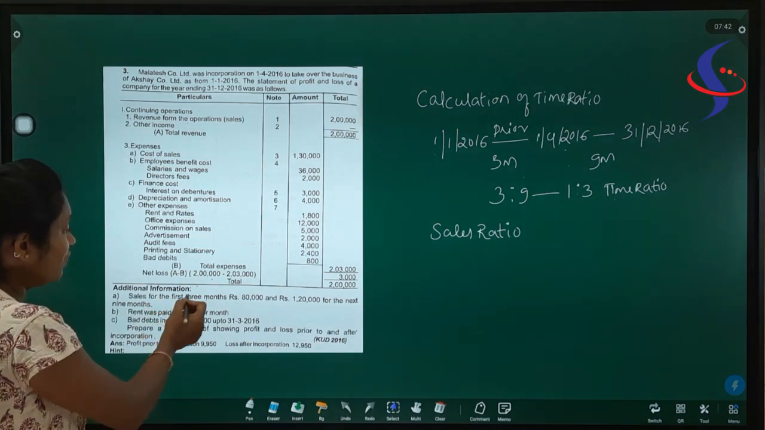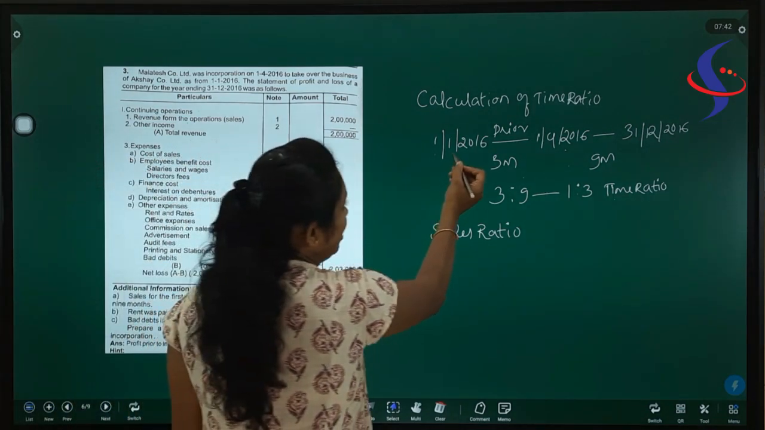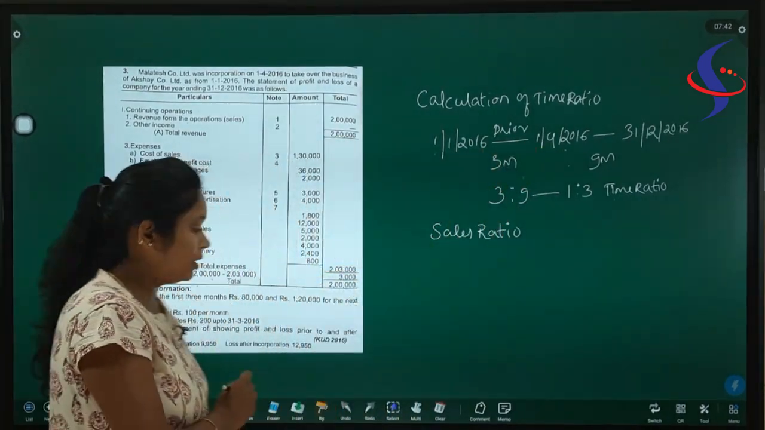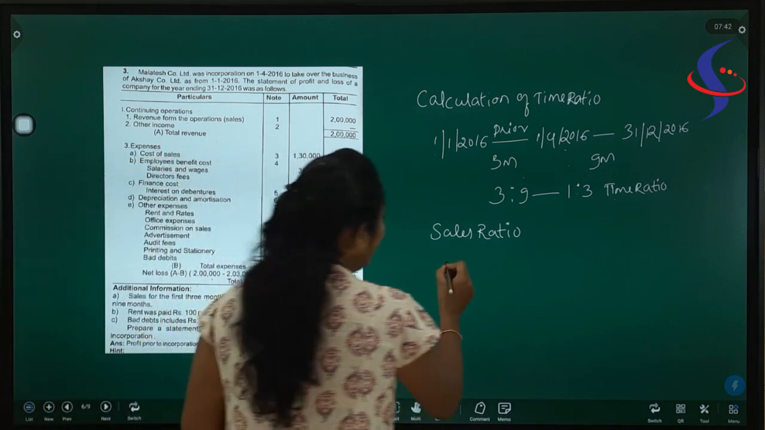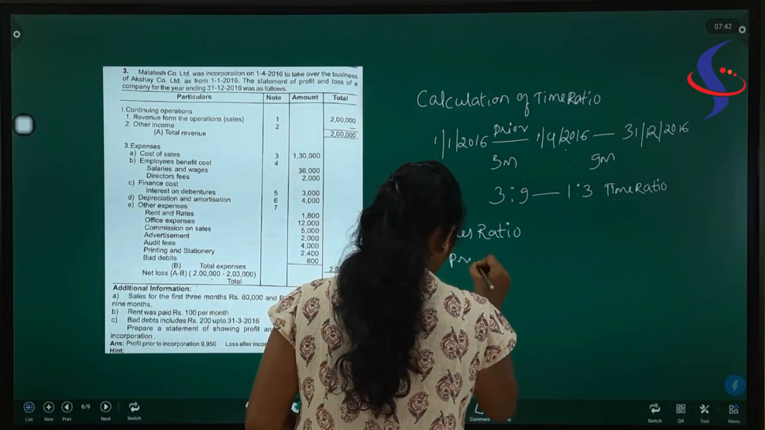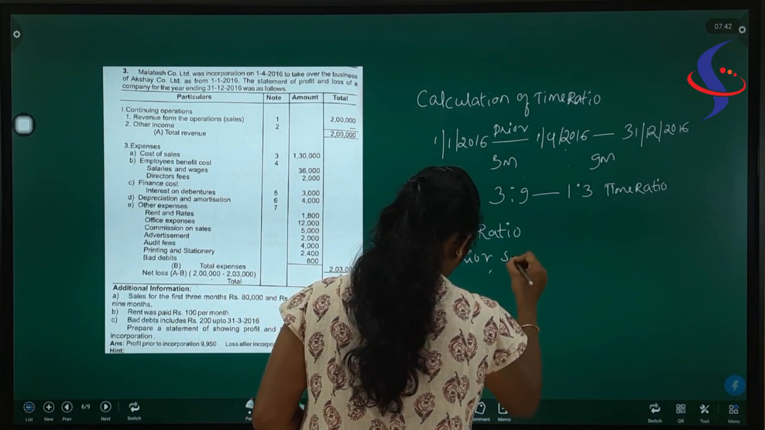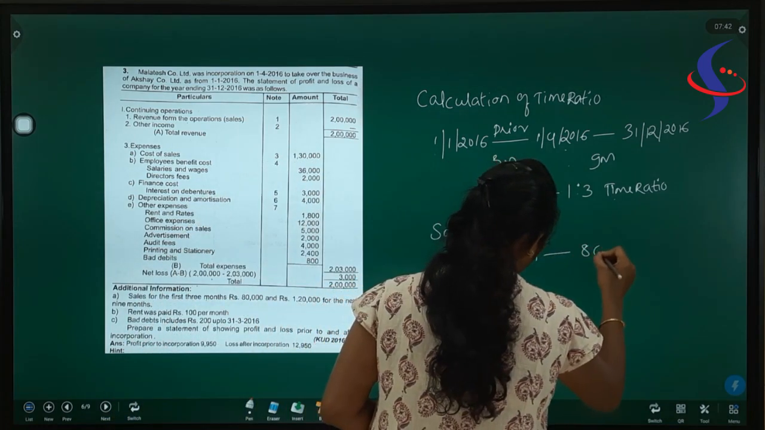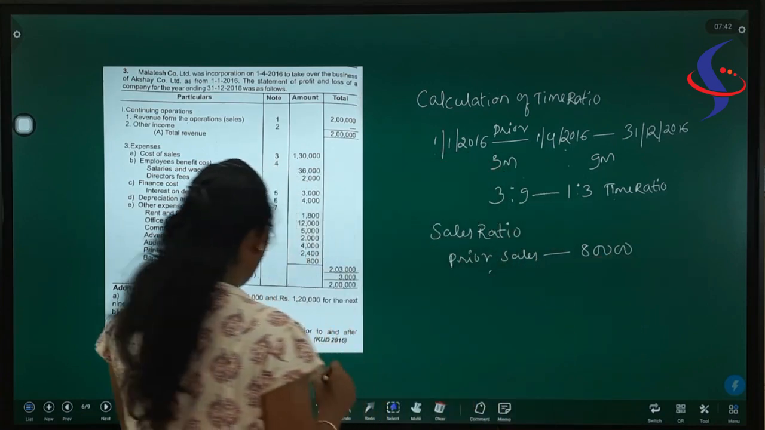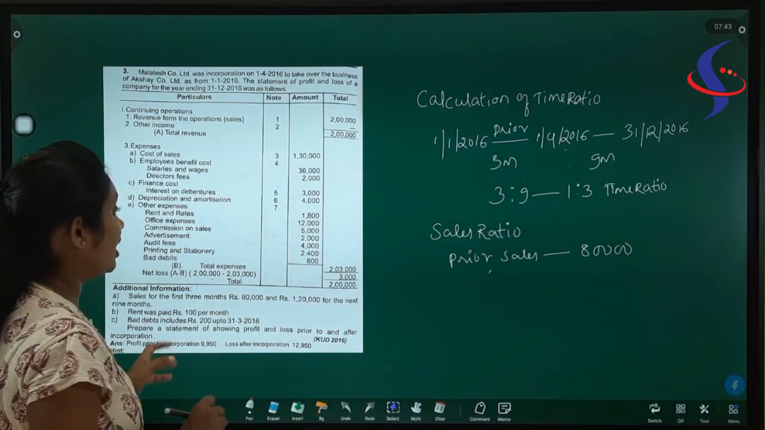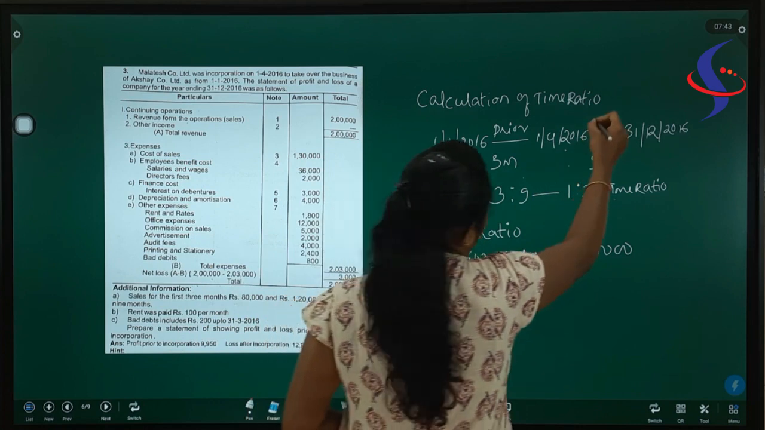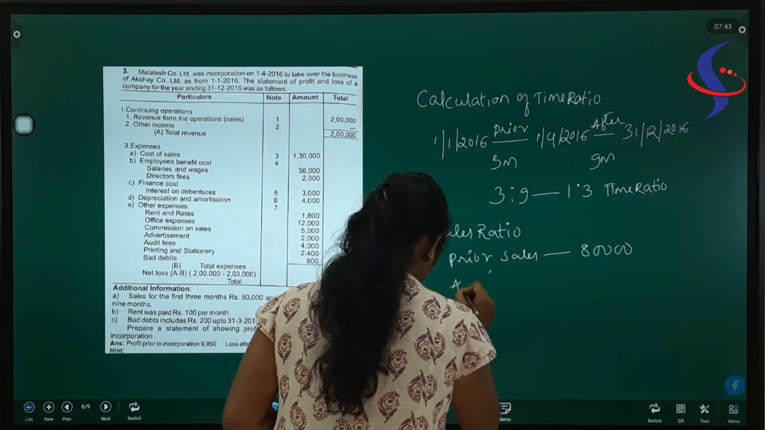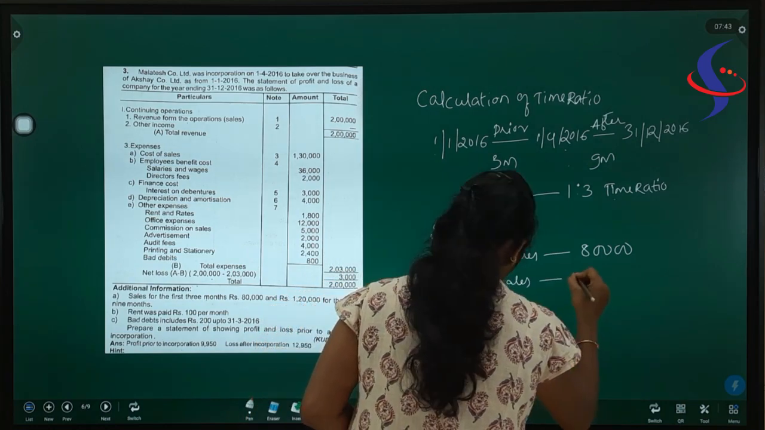See here, sales for the first 3 months. The first 3 months is nothing but from 1st January to 1st April. Sales for the first 3 months means prior period sales. Prior sales, how much is it? 80,000, and rupees 1,20,000 for the next 9 months. The next 9 months means after incorporation. After incorporation sales is how much?